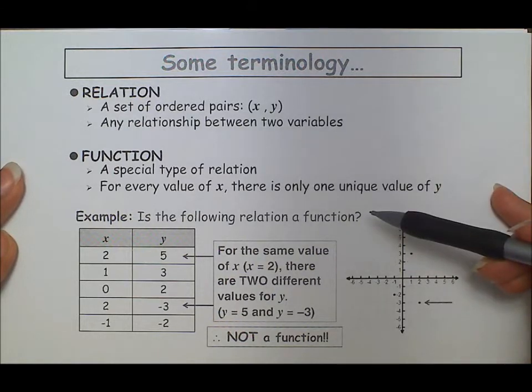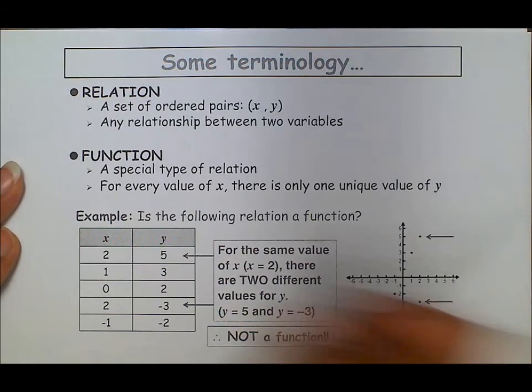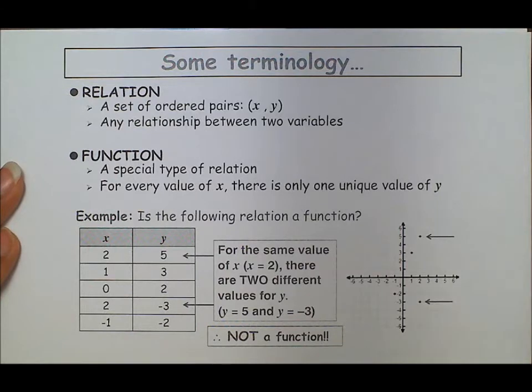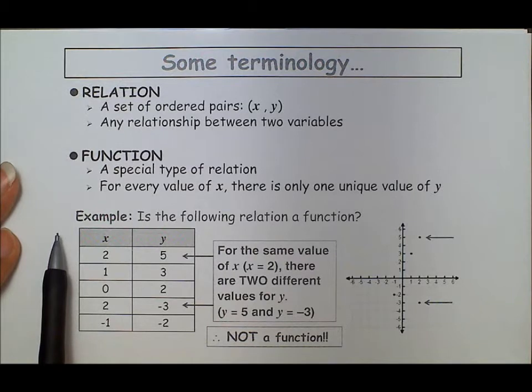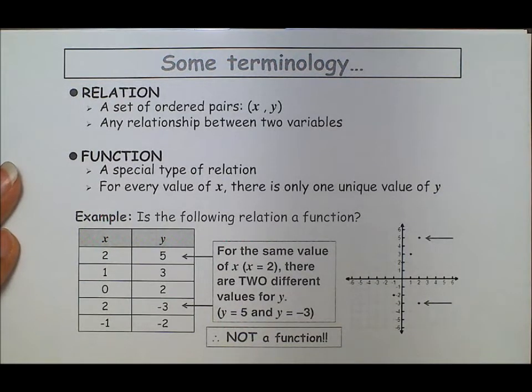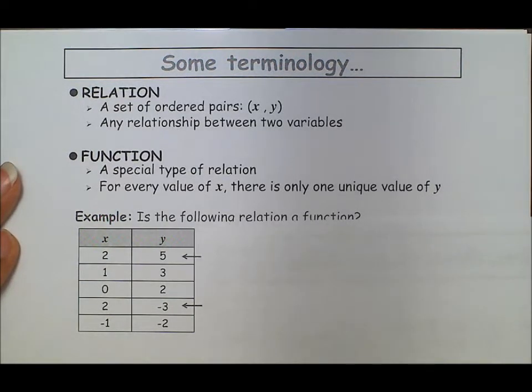The special part of a function is that for every value of x, there's only one unique value of y. Okay, so each x has one specific value of y that corresponds to it. Okay, you can't have multiple values of y for a particular value of x. So here's an example here. It says, is the following relation a function? So if we just look at the table, we hide the rest of this.